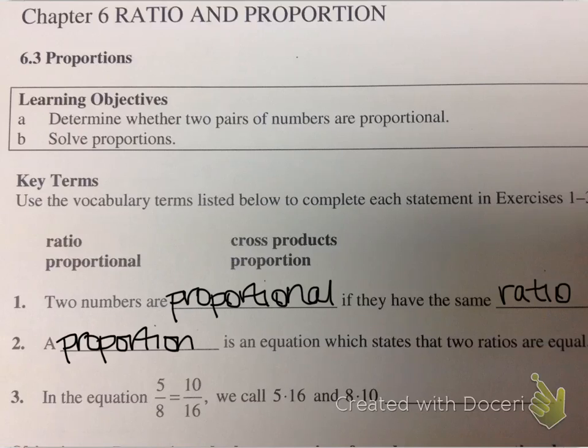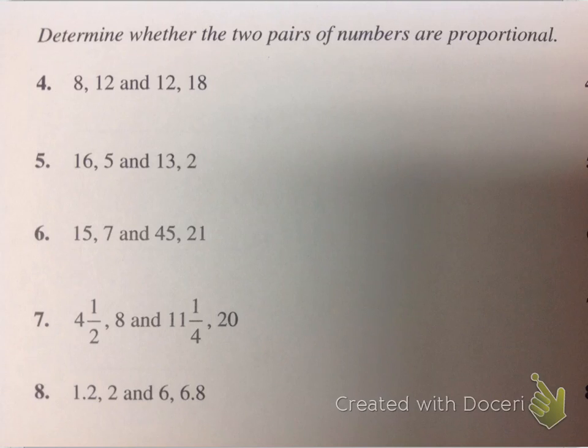And in the equation 5/8 equals 10/16, we call 5 times 16 and 8 times 10 cross products, because they are diagonal from one another. We're going to use that idea to see if two ratios are proportional.